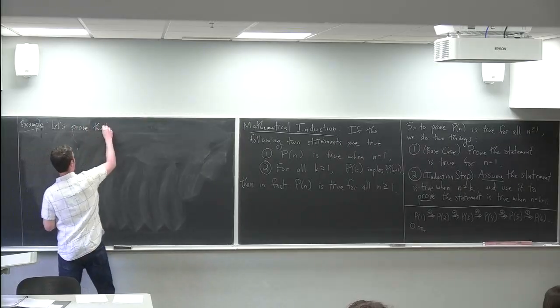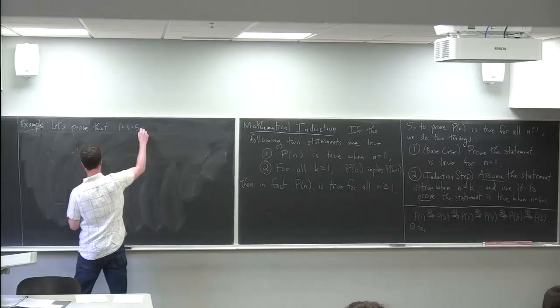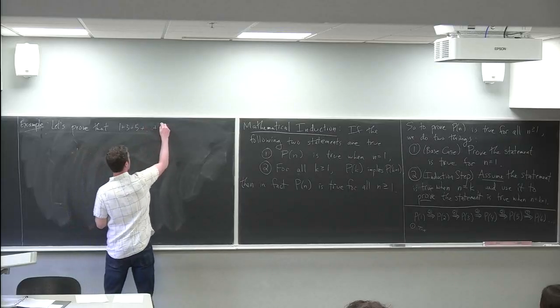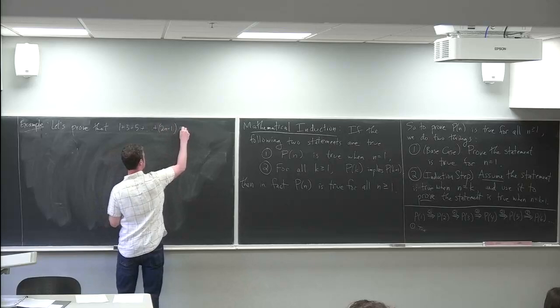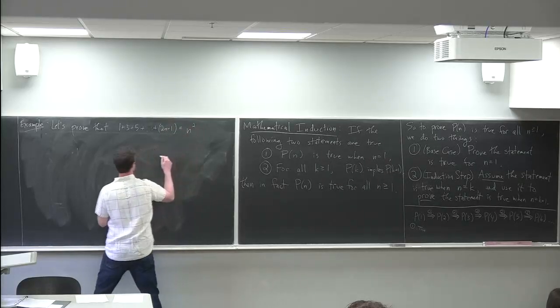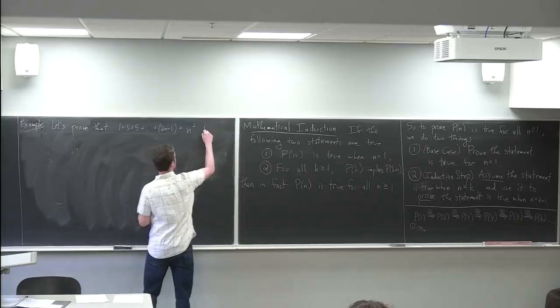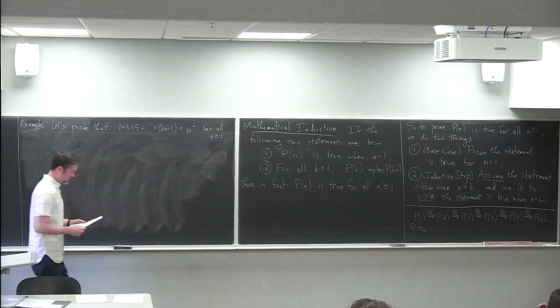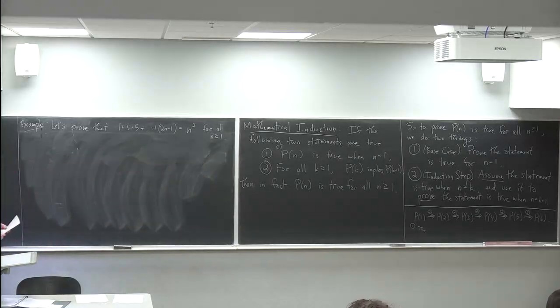So let's prove that if you add 1 plus 3 plus 5 plus ... up through 2n minus 1, you get n squared. So we're going to prove this holds for all n's that are greater than or equal to 1. Okay, so n is an integer here.